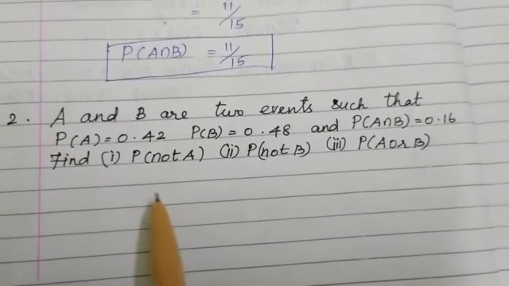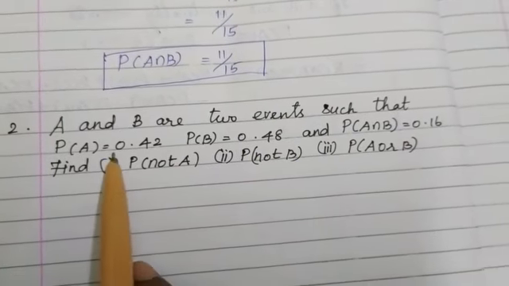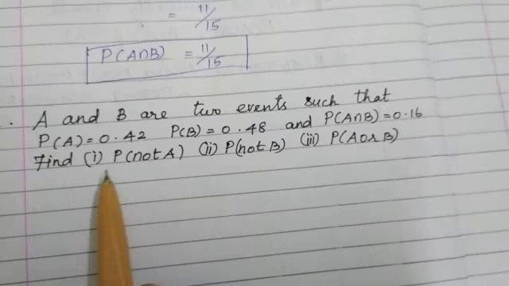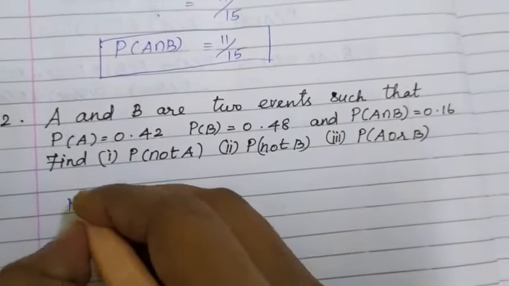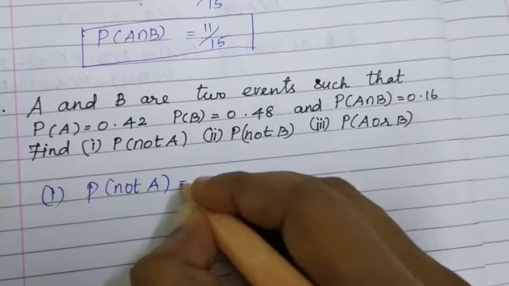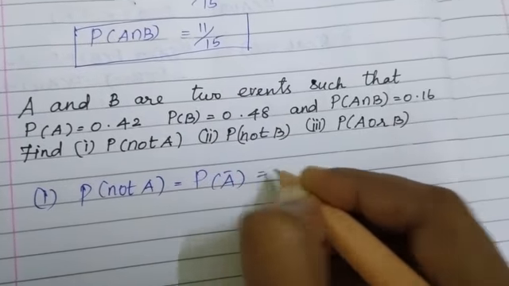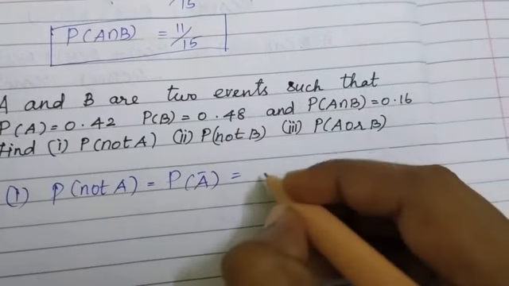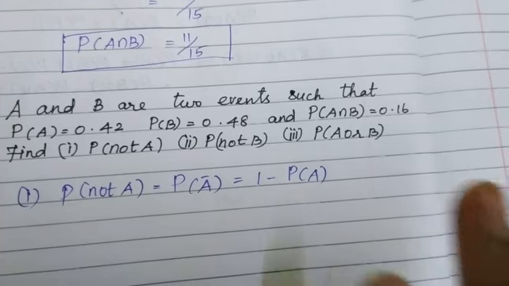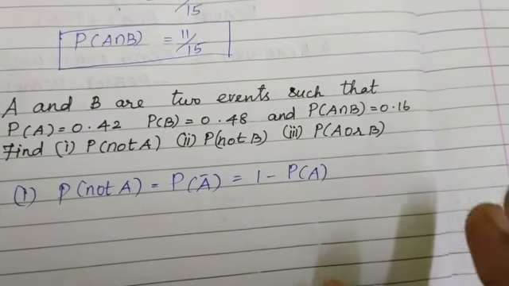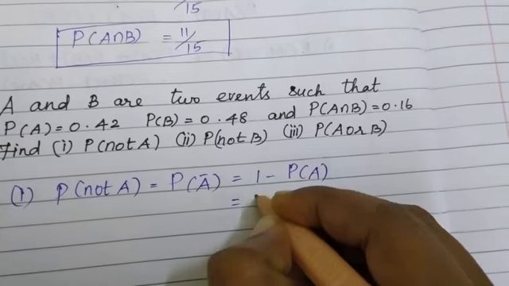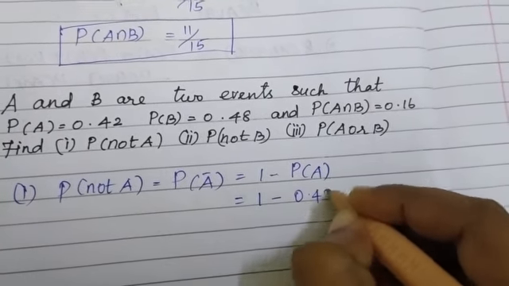Can you listen to the question. A and B are two events such that P of A is 0.42, P of B is 0.48 and P of A intersection B is 0.16. Find P not A. First division, P of not A. Not A means P of A bar. So we know the formula P of A bar is equal to 1 minus P of A, because P of A plus P of A dash is equal to 1. So P of A dash equal to 1 minus P of A. So 1 minus 0.42.